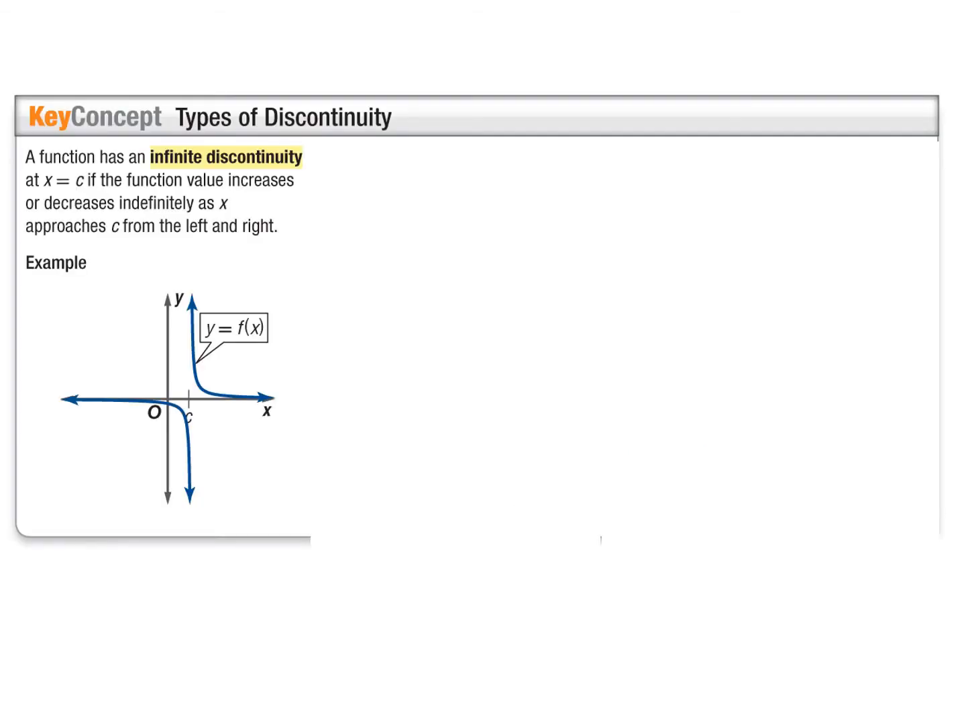Types of discontinuity. This is one of our key focuses for today's lesson, and one of the objectives is identifying, if a function is discontinuous, what type of discontinuity it has. One type is called infinite discontinuity at x equals c. We already looked at this with the graphical representation, and here's a graph to show you. It's where the function increases or decreases indefinitely as x approaches the value c from the left or from the right. Typically, it's an asymptote that we've seen with rational functions in our past.